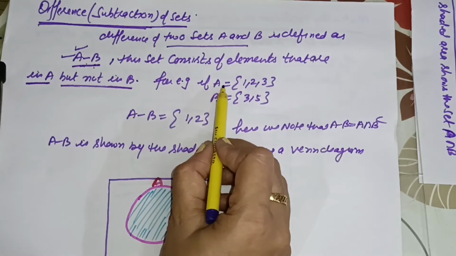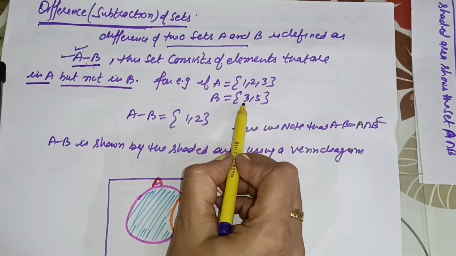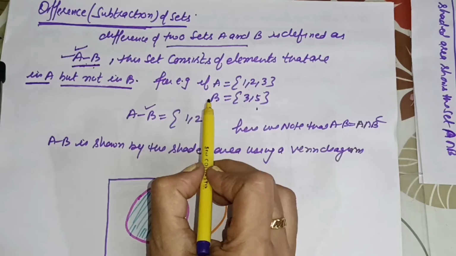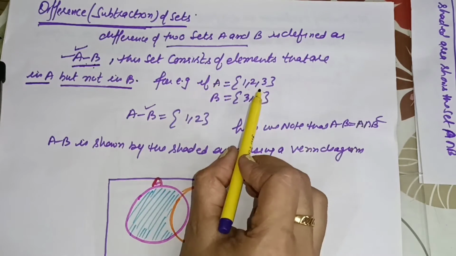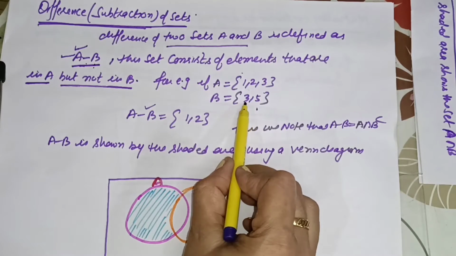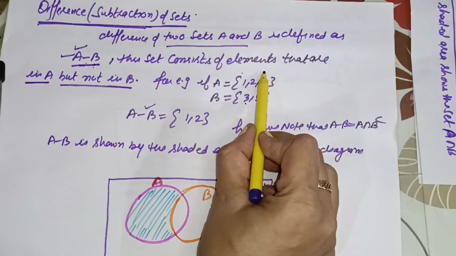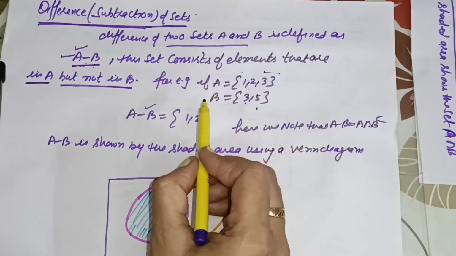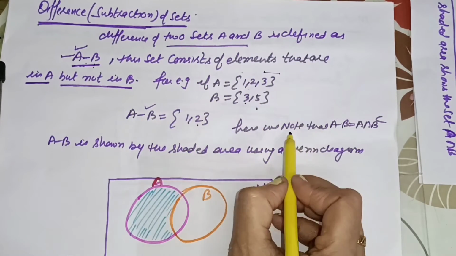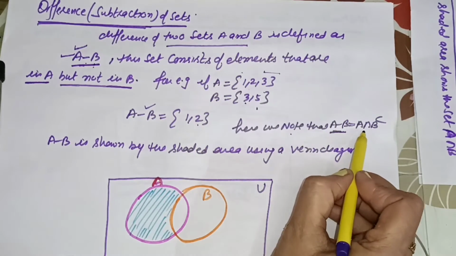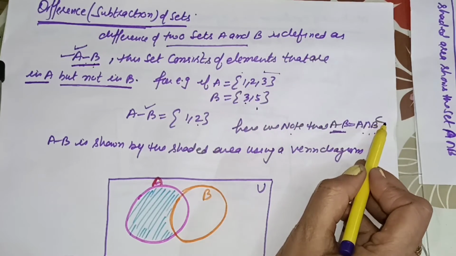For example, if A is equal to {1, 2, 3} and B is equal to {3, 5}, we have to take the elements of A difference B. How will we calculate? We have to take the elements of A which are not in B. That means 3 is an element that is in B, so we will delete this element, then we are getting {1, 2}. Here we also note that A difference B can also be written as A intersection B complement.